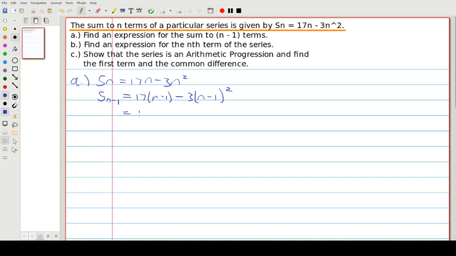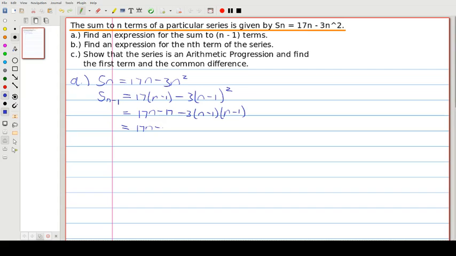We multiply the 17 in and we get 17n minus 17, and this one, n minus 1 squared, means n minus 1 times n minus 1. Just remember that it doesn't mean n squared minus 1 squared. That is a common mistake that I see often.